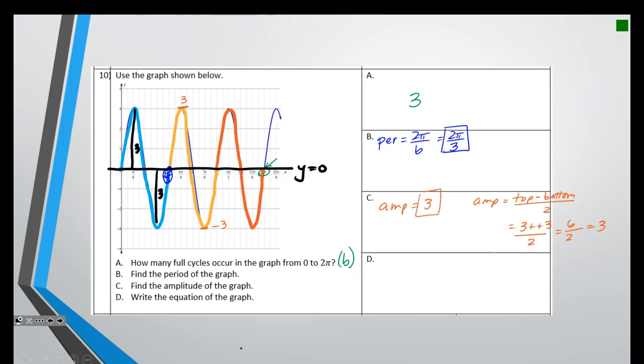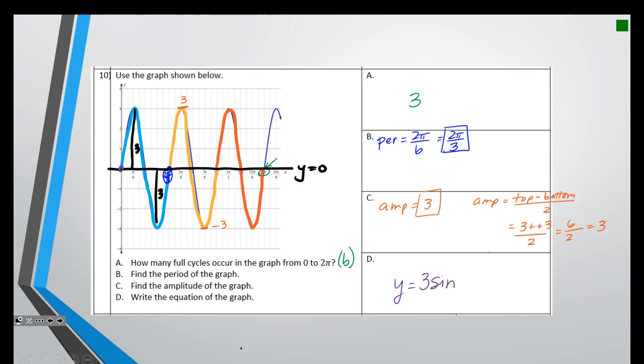Now the last thing is part D. We're asked to write the equation of the graph. So we're going to use all of the things in the previous questions to do this. The first thing that you always write is amplitude, so that's 3. This is a sine graph, and I know that because it starts at 0, 0 and not up or down on the y-axis. So we talked about that a little bit already.